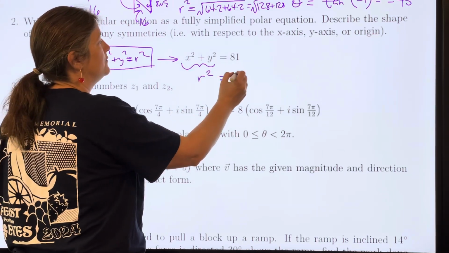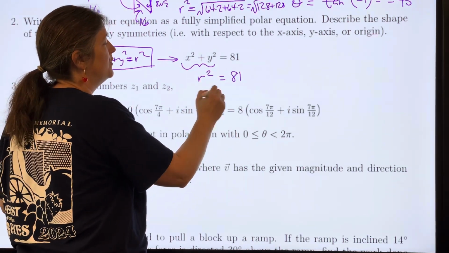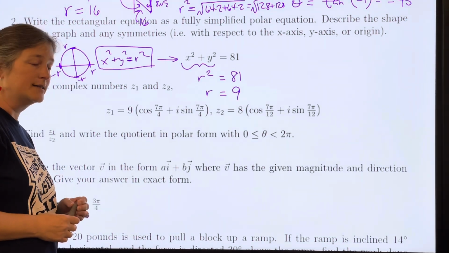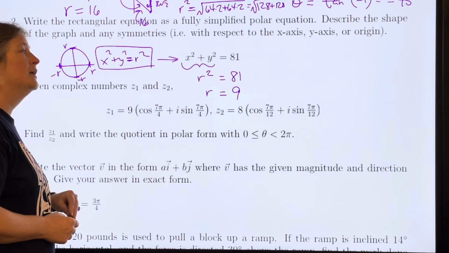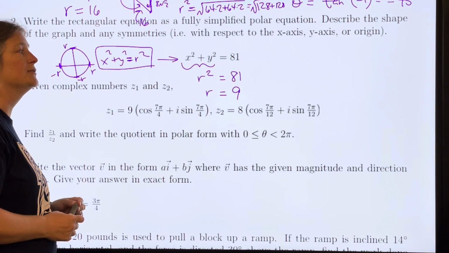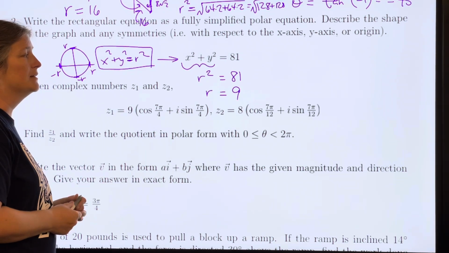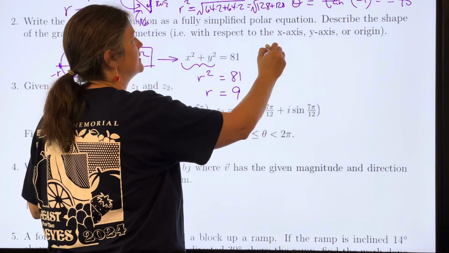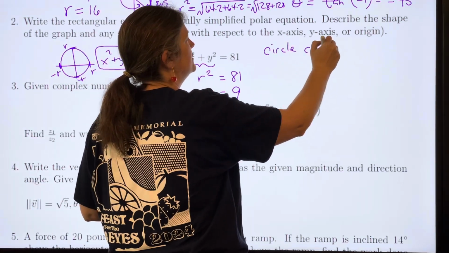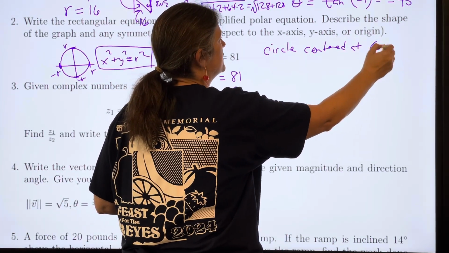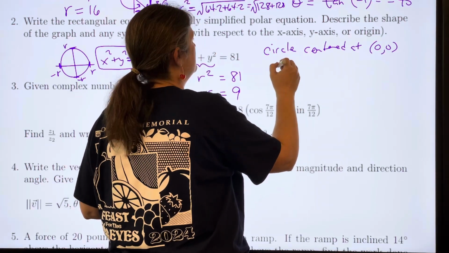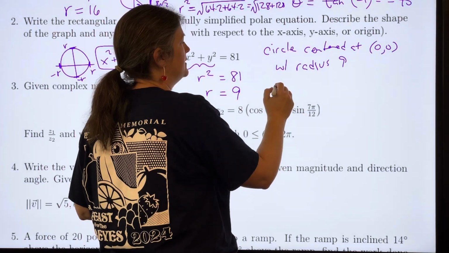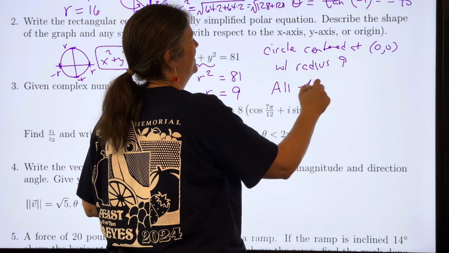So r squared equals 81, which can be simplified to r equals 9. Now we don't say r equals plus or minus 9 in this context because in polar equations, it turns out that doesn't matter. This equation is symmetric. Oh, it said to describe all the symmetries. So we're going to say it's a circle centered at 0, 0, with radius 9, and it has all the symmetries.